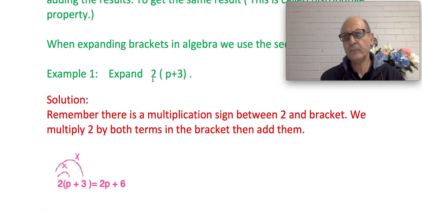Now, if you use the distributive property, you're going to times 2 by p, and you're going to times 2 by 3. And 2 times p is just going to be 2p, and 2 times 3 is going to be 6. So the answer is going to be 2p plus 6. So 2 times p, 2p, then you have plus here, goes here, plus. Then 2 times 3 is 6.